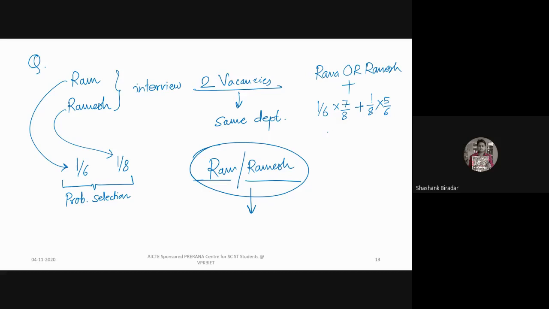So this is how much? 7/48 plus 5/48. That is 12/48. Am I right? How much? 1/4, right?